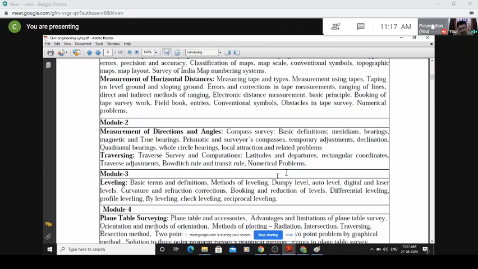And then when you come across an error in the paper or the data you have measured in the field, how to rectify that data. For that you have Bowditch rule and transit rule. Then you are going to learn about some of the problems here. So this is all about the second module. The second module is all about the directions and angles.